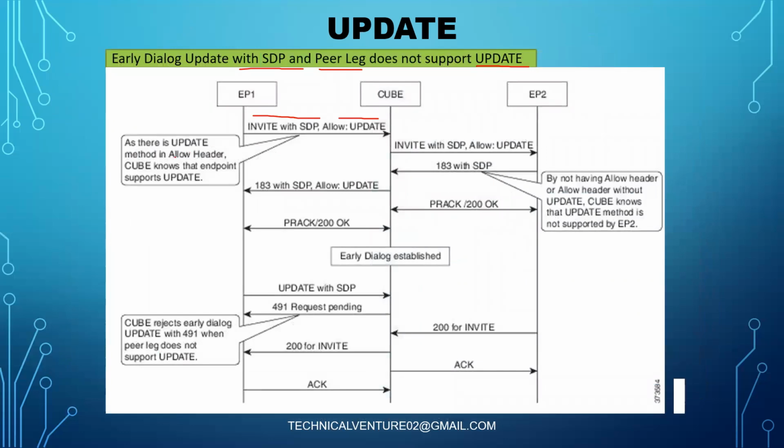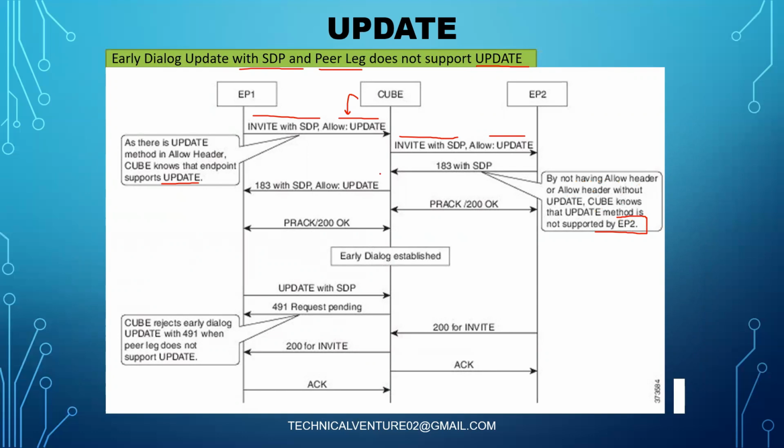There is an UPDATE method in the Allow header. CUBE knows that the endpoint supports UPDATE, right? INVITE with SDP will go to EP2 with Allow UPDATE. Then it says 183 with SDP. So by not having an Allow header, or an Allow header without UPDATE, CUBE knows that the UPDATE method is not supported by EP2. So EP2 would not allow this UPDATE method, right?